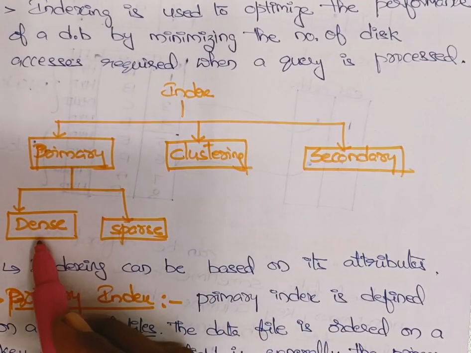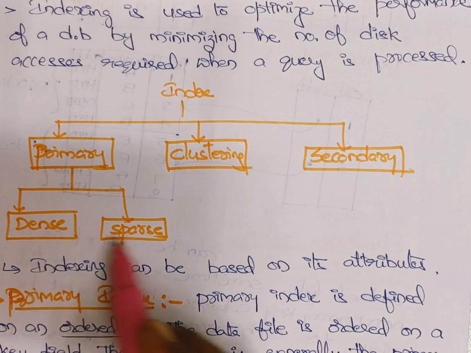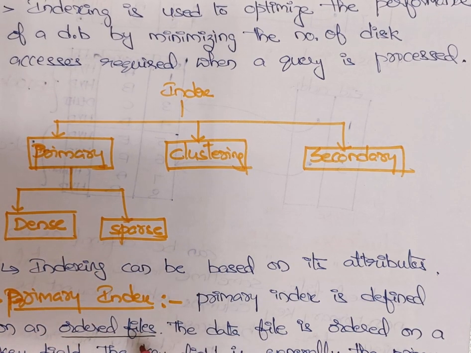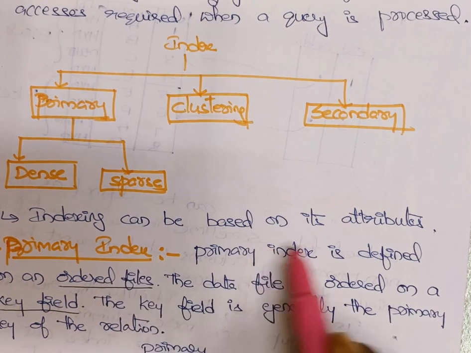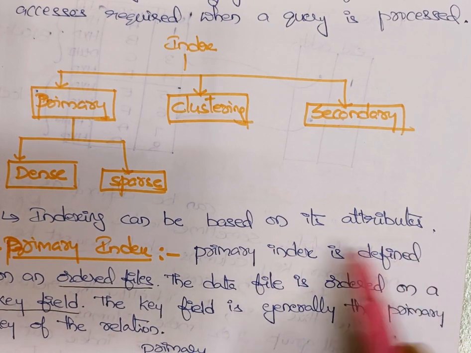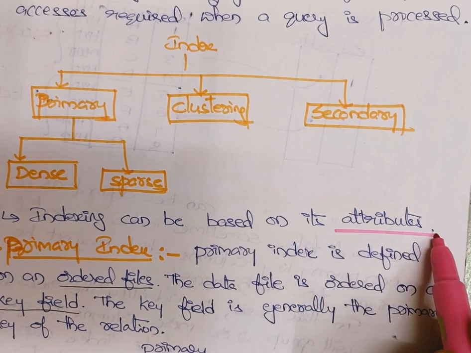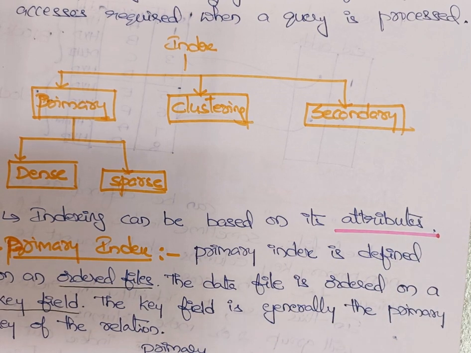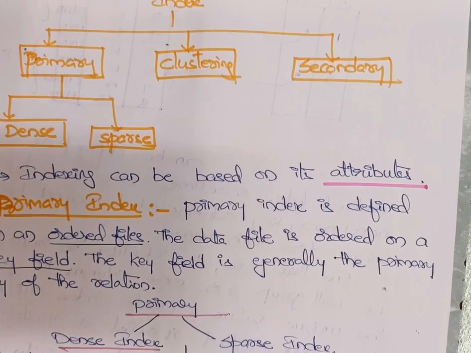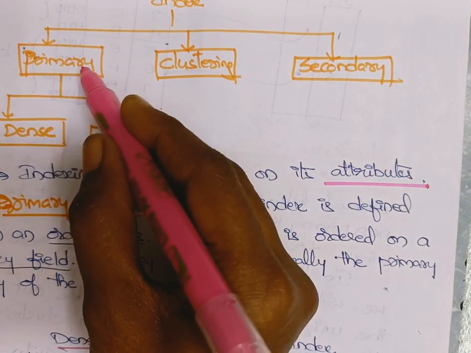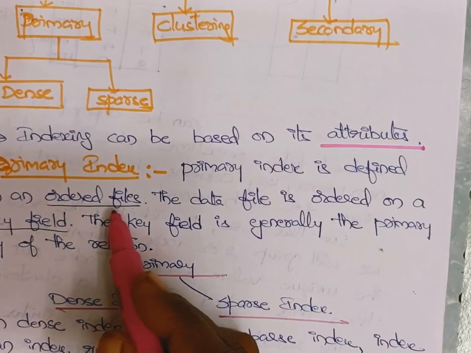Again, the primary index is classified as dense and sparse index. Indexing can be based on attributes, which are nothing but column names. First, we will see them one by one. First, the primary index.